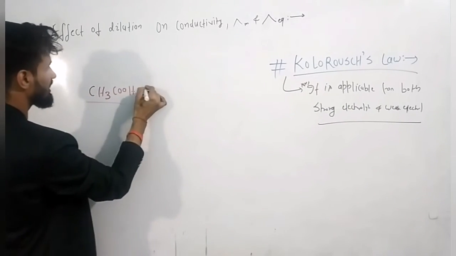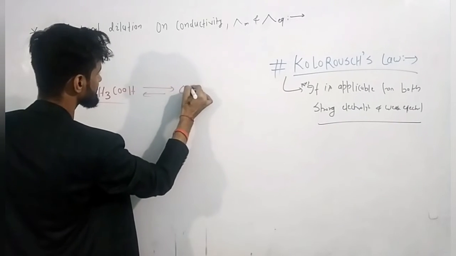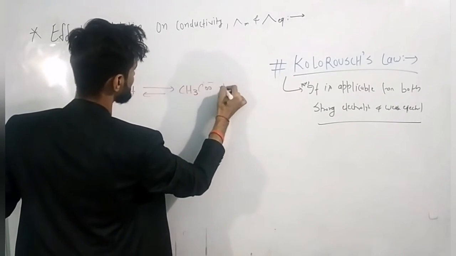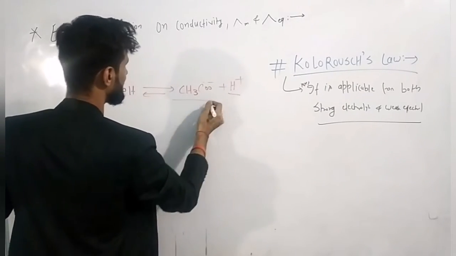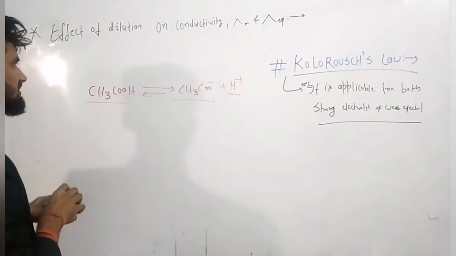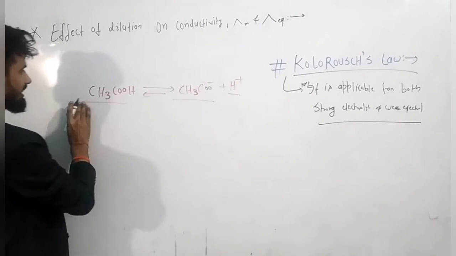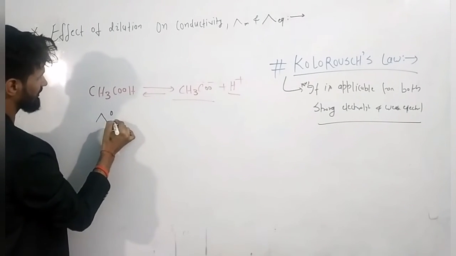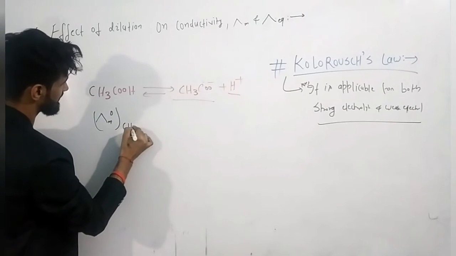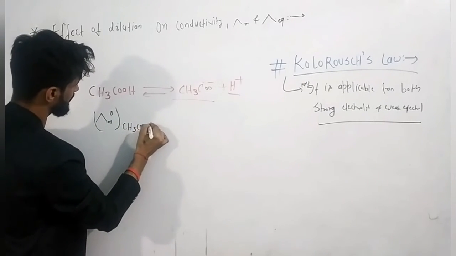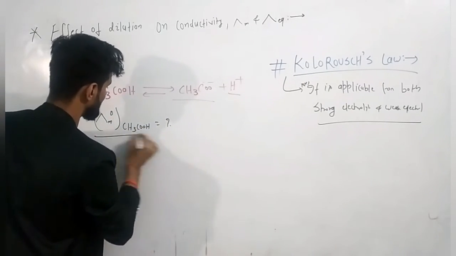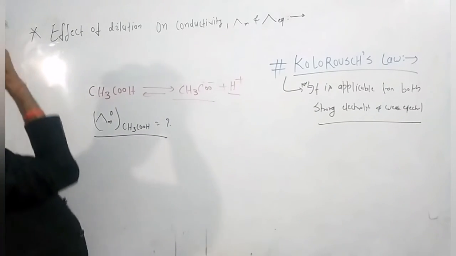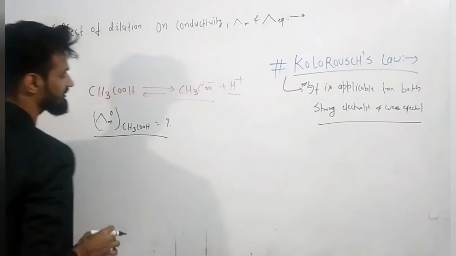CH3COOH, after dissociation, will get dissociated into CH3COO- plus H+. Okay. So if you have to calculate the kappa molar at infinite dilution of CH3COOH, then how will you calculate it? Because it is a weak electrolyte, it's very difficult to calculate directly. So it will be calculated with the help of strong electrolytes.